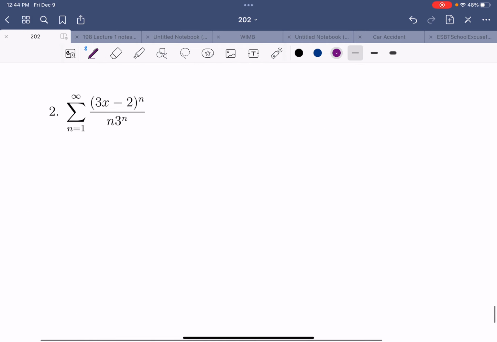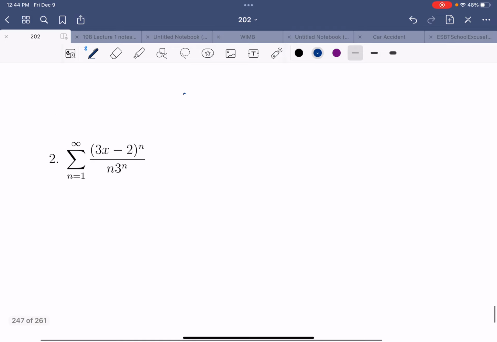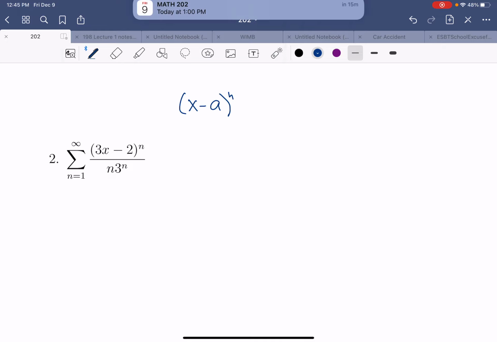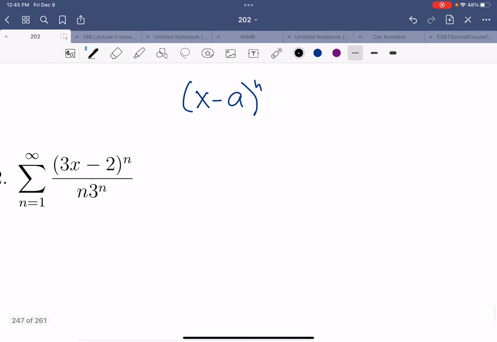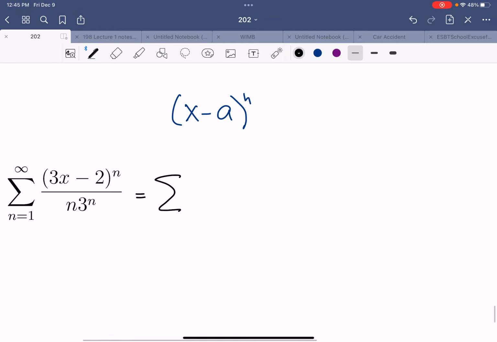Next, let's take a look at number 2. Now, keep in mind before we get started here that typically our power series are supposed to be x minus a to the n. And this one has a number in front of the x. So what we want to do here is simplify this before we get started. So if I can rewrite this as, by the way, these are supposed to start at 0, sorry about that, 1 over n times 3x minus 2 all over 3 to the n. So both things that have an n, let's put them together. And the 1 over n is what's left.